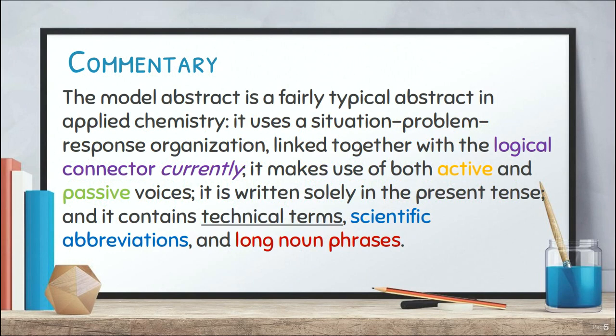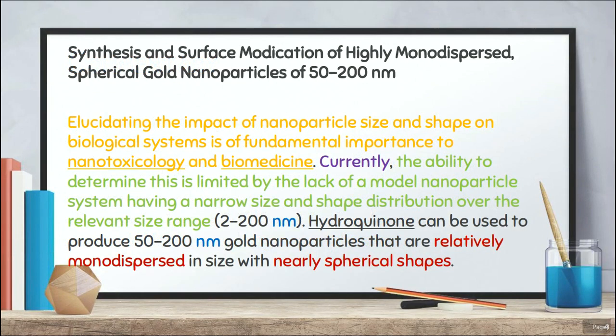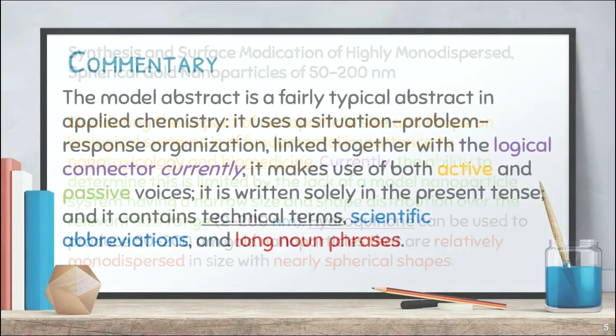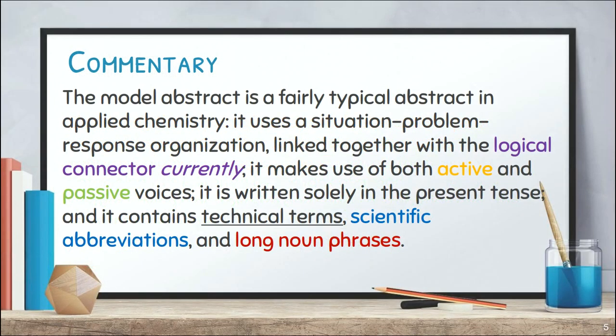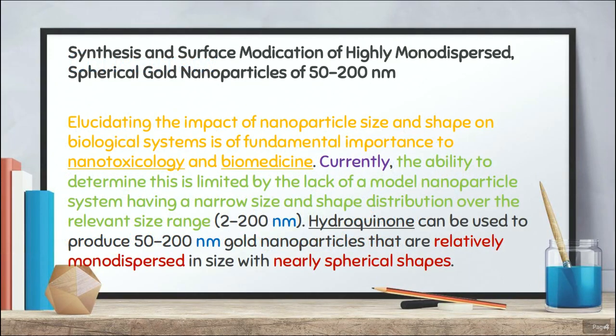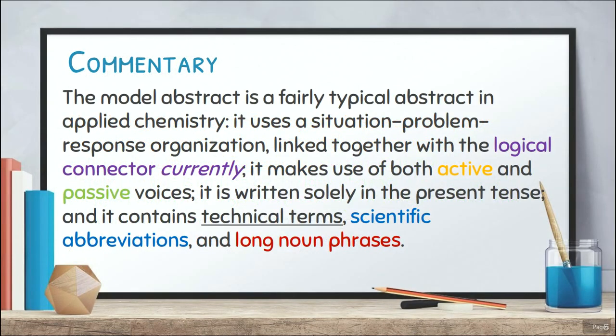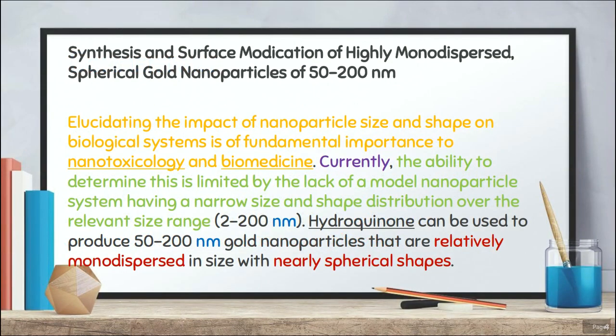And then it is written solely in the present tense, and it contains technical terms such as nanotoxicology and biomedicine, hydroquinone. So those are technical terms for applied chemistry, scientific abbreviations, for example, nanometer, which is nm, and long noun phrases, which are relatively monodispersed and nearly spherical shapes.